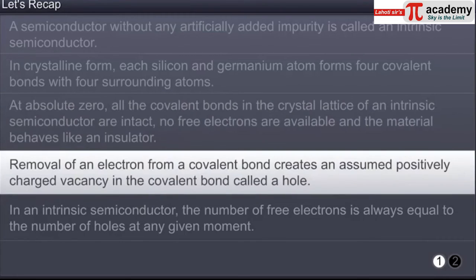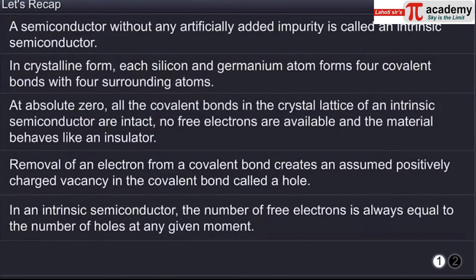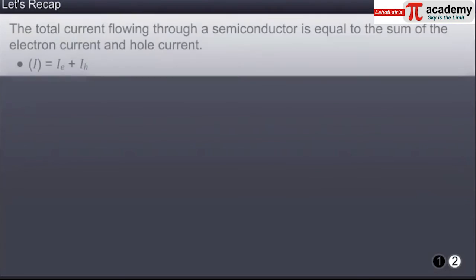Removal of an electron from a covalent bond creates an assumed positively charged vacancy in the covalent bond called a hole. In an intrinsic semiconductor, the number of free electrons is always equal to the number of holes at any given moment. The total current flowing through a semiconductor is equal to the sum of the electron current and the hole current.